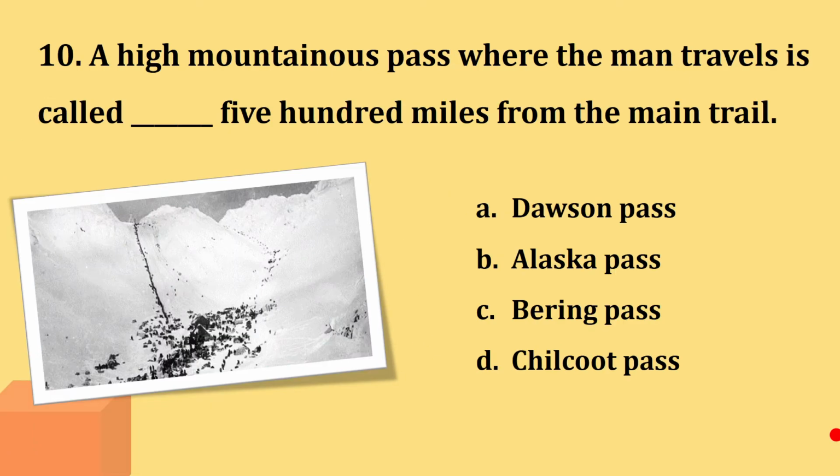Number 10, a high mountainous pass where the man travels is called dash, 500 miles from the main trail. So here you see this is the pass. What is this pass called? A, Dawson Pass, B, Alaska Pass, C, Bering Pass, and D, Chilkoot Pass. There is a mention in the story, and it is 500 miles from the main trail. And the correct option is D, Chilkoot Pass.